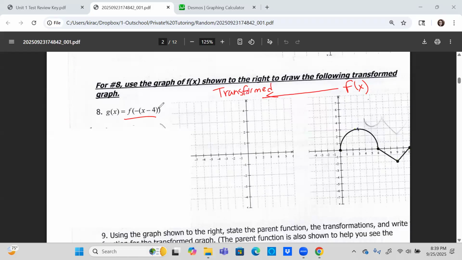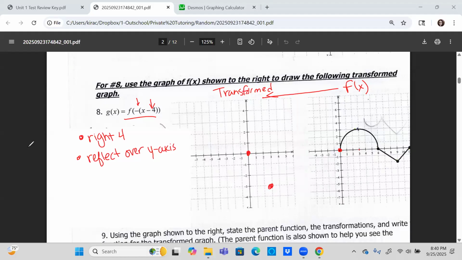So what transformations happened? Well, this is with your x, so that's going to actually take us right 4. And this is going to reflect, because it's with the x, it's in the parentheses, reflect over the y-axis. Okay, so I think we do the reflection first. So 0, 0 would stay 0, 0. This is 3, 3. So that's going to be 3, -3.